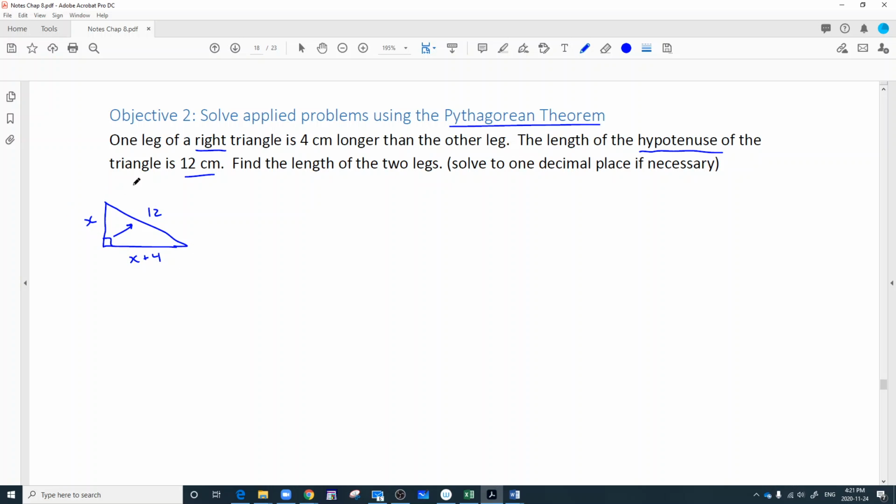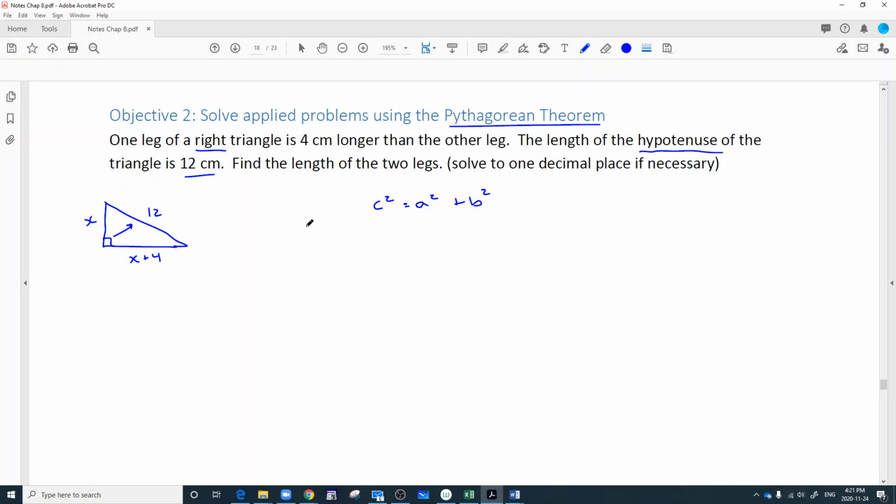So they'll give you this sort of information where you can set up a drawing of your right triangle, and then you're just expected to set up the Pythagorean theorem. So c squared is equal to a squared plus b squared. The square of the length of the hypotenuse is equal to the square of the lengths of the other two sides added together. So the sum of the squares of the other two legs.